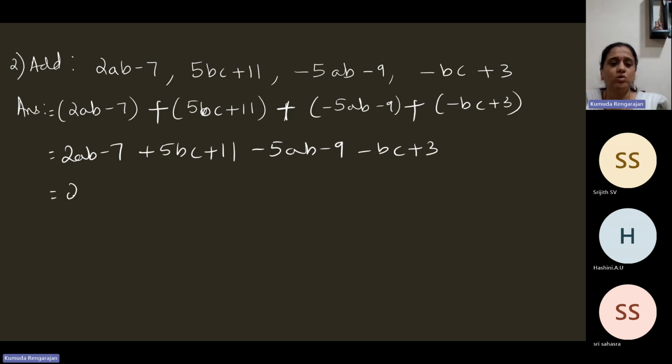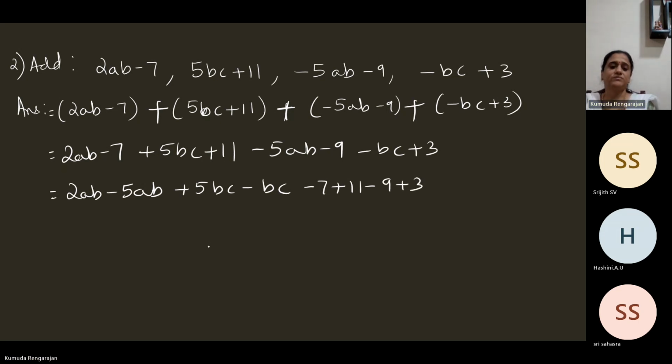Now, 2ab minus 5ab, like terms; plus 5bc minus bc, like terms; and then the numbers, minus 7 plus 11 minus 9 plus 3. I've just collected the like terms. See this one, ab, bc, and then the numbers.